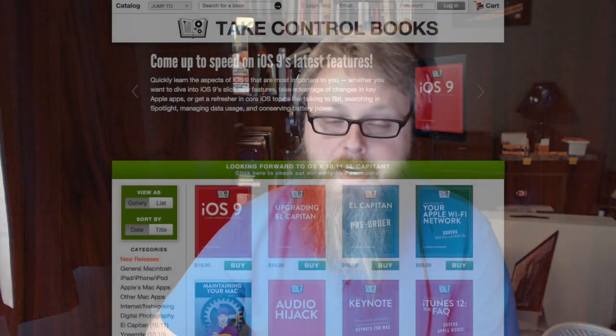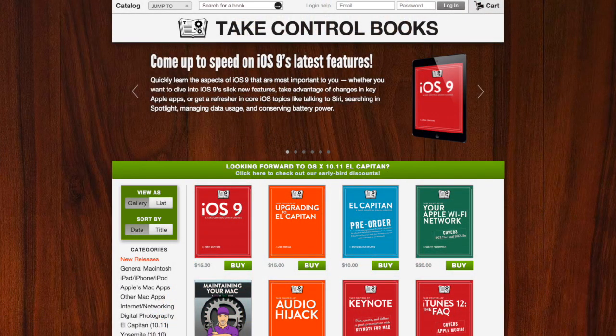Don't quote me on that, but if you didn't get the iOS 8 book, I know for sure it's $15, 121 pages. Now that's 121 pages of two columns, so that's like having a 242 page book squeezed in real tight. You can get that at takecontrolbooks.com. But don't let the number of pages intimidate you, folks.